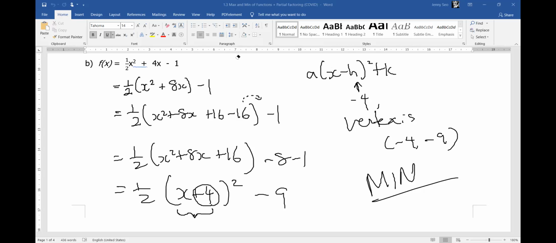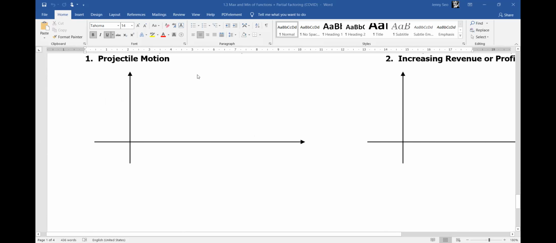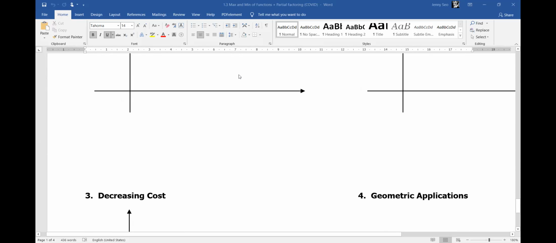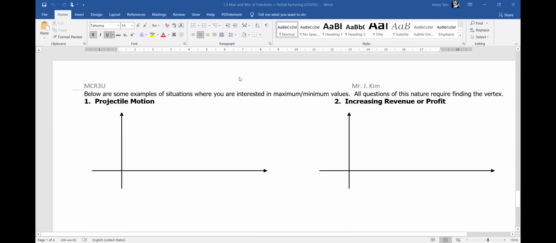Okay? So now that we're at this point, who finds this? Oh no, let's not do partial factoring yet. Please turn to the very back of the page. So I'm going to try to make a connection of why we try to find the vertex. Let's be honest here. Okay, this is very blank. You don't have to do much.